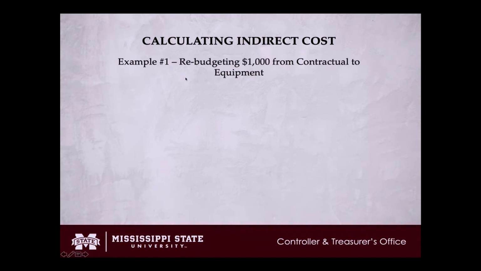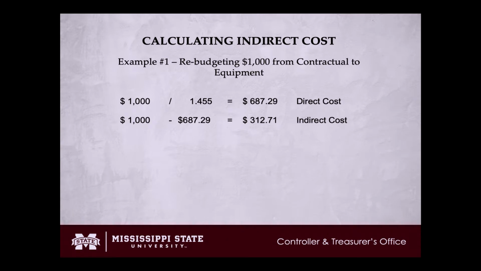So example 1. Let's say we're rebudgeting $1,000 from contractual to equipment. You need a piece of equipment. You did not realize you needed that equipment until you got halfway through the project. You also realize that you have less contractual charges than you expected. So you're going to move $1,000 from contractual to equipment. But it's not as simple as just moving $1,000 from contractual to equipment because indirect cost is impacted in this type of entry.